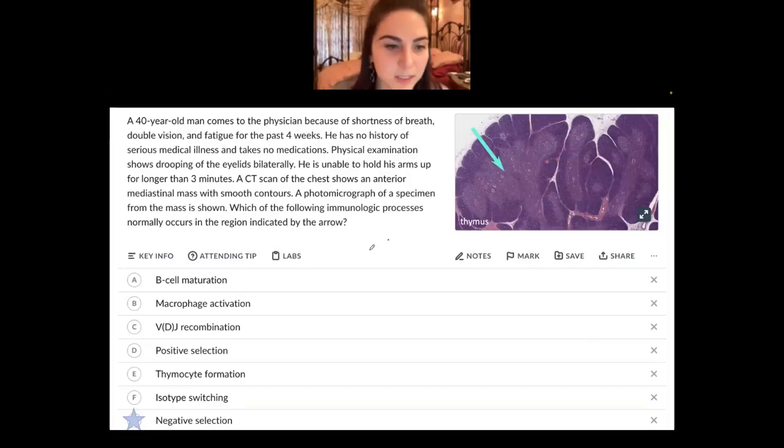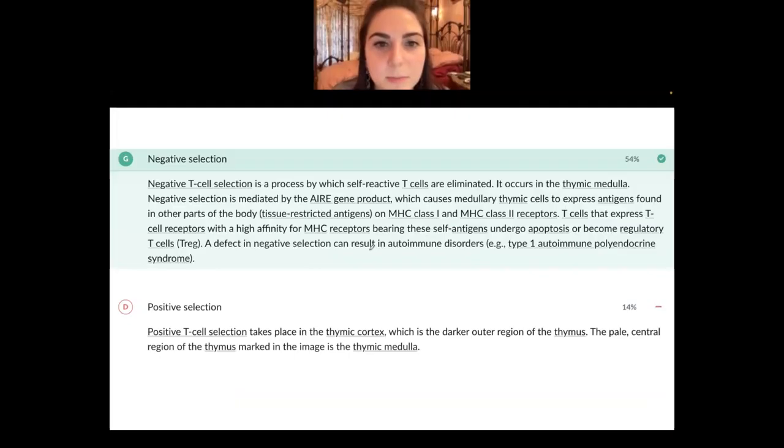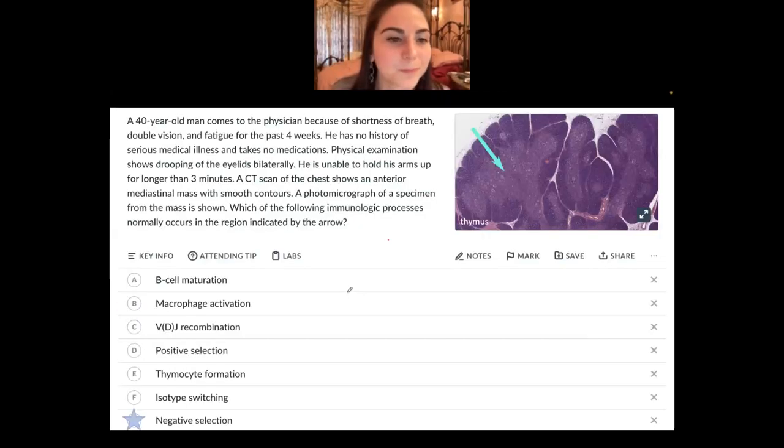So he probably has, actually, let's see if it says what kind of cancer he has. It does not. Okay, so he probably has one of those leukemias or lymphomas, a T cell or a B cell lymphoma, which is a cancer of the lymphocytes. Not 100%, I didn't put that on here. Does that make sense? So again, look for Hassall's corpuscles. You know you're in the medulla. That's going to be your negative selection.